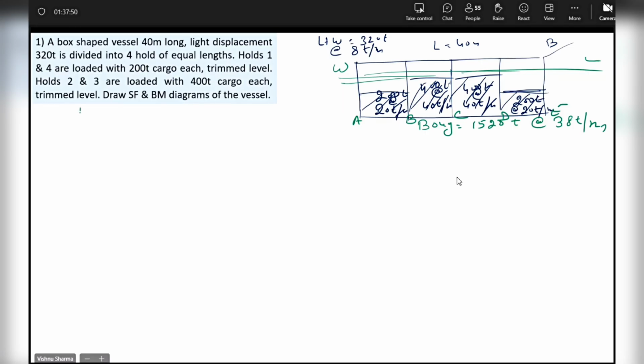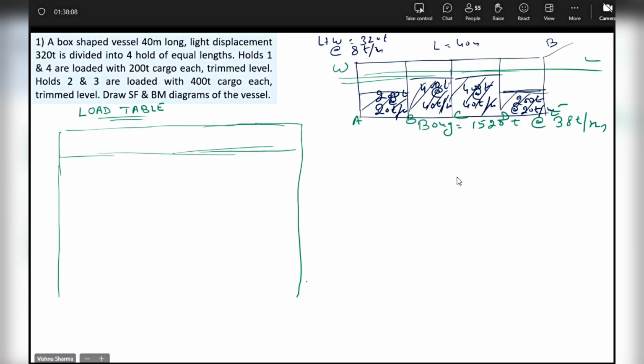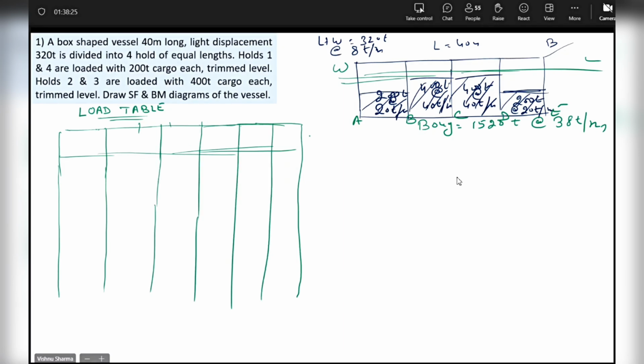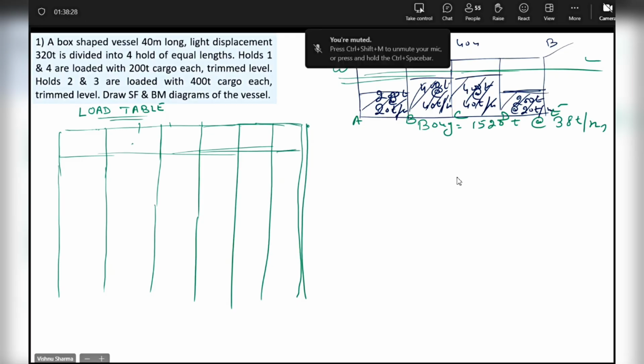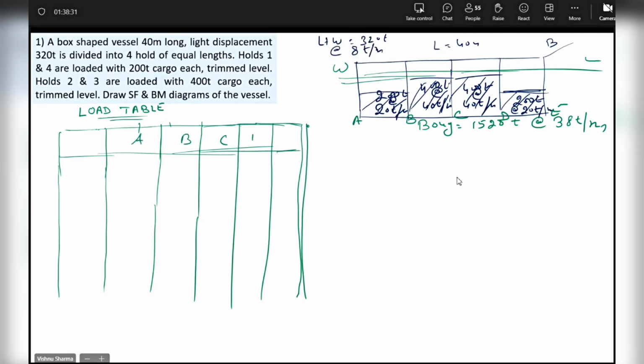Now you'll have to understand how we are making the load table, guys. We will decide for how many points the load table is to be made. Looking at the diagram, we saw that there were changes taking place at practically every bulkhead except C, and C we included because there was a bulkhead, otherwise there was no reason to include. Then we decided we'll make a table for 5 points: 1, 2, 3, 4, and 5. Points are A, B, C, D, E from left to right.